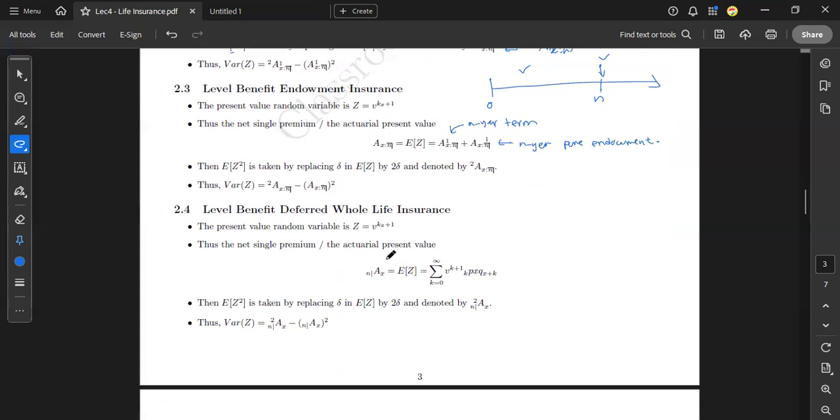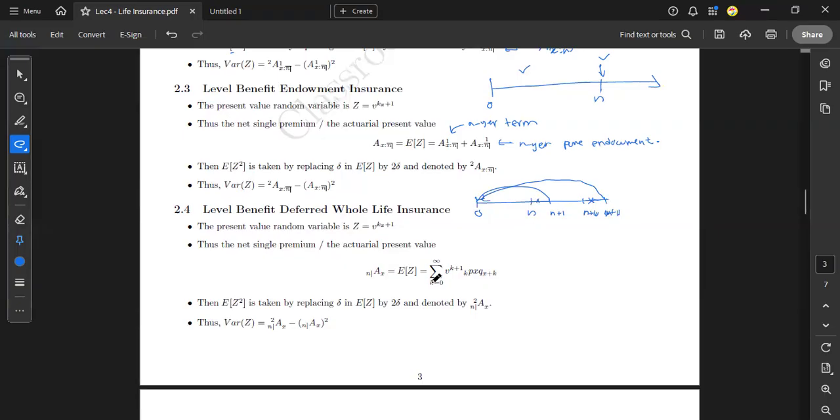And finally, we are moving to the deferred whole life case. Still, the concept is the same. Now, from 0 to n, we don't have any payment. So n plus 1 and so on. If the death occurs at this point, then the benefit comes from n plus 1 to 0. If the death occurs in between, at n plus 11, then it comes from n plus 11 to 0. So that's how it works.